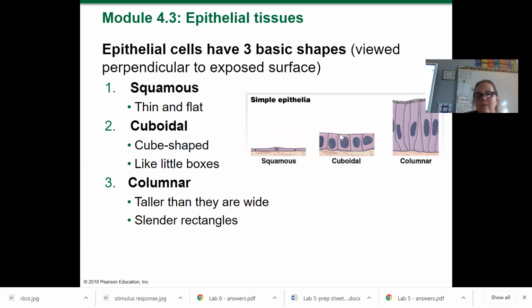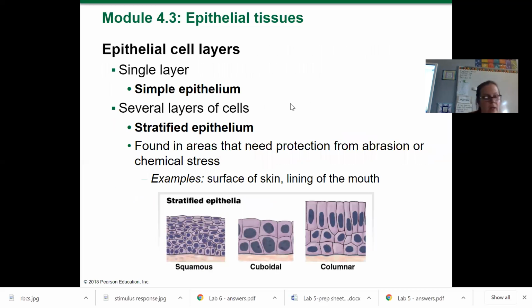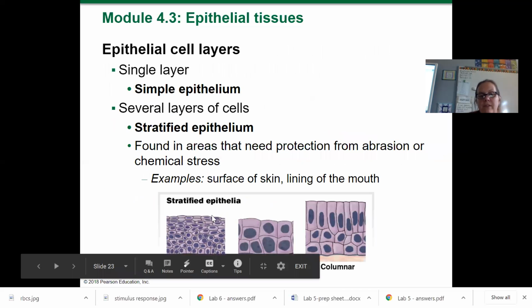Cuboidal look like little boxes. And columnar, the way to differentiate between cuboidal and columnar is if it's taller than it is wide. If it's about as tall as it is wide, it would be cuboidal. If it is one layer, it is simple. And if you look on page 147, these pictures become clear. If it is several layers, it's known as stratified. So we could describe this tissue as stratified squamous epithelium. We could describe this as stratified columnar epithelium.